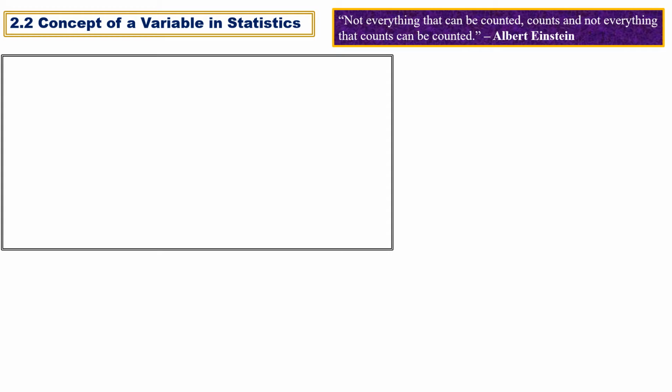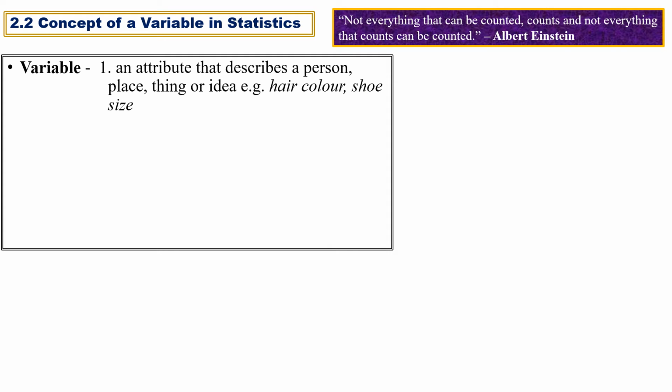Another very important concept in statistics is that of the variable. Now, a variable is an attribute that describes a person, place, thing, or idea. For example, hair color or shoe size. The values of a variable can vary, meaning have different values, and that is actually how it gets its name, variable, meaning it's able to vary.